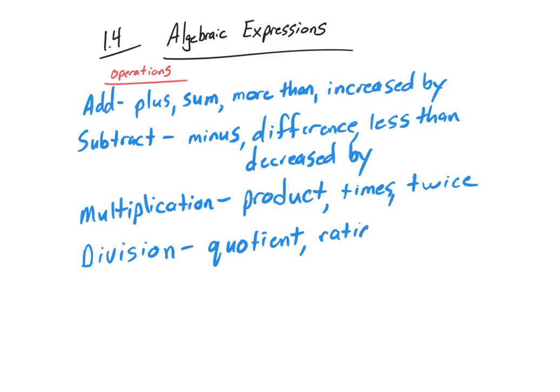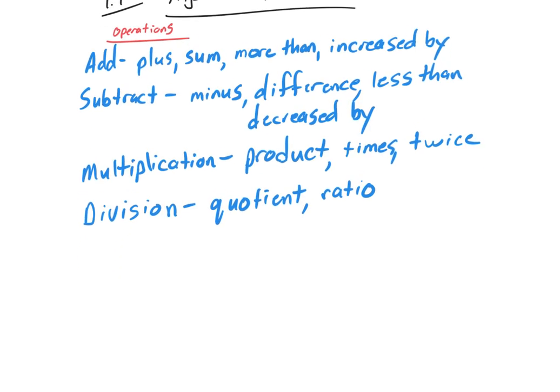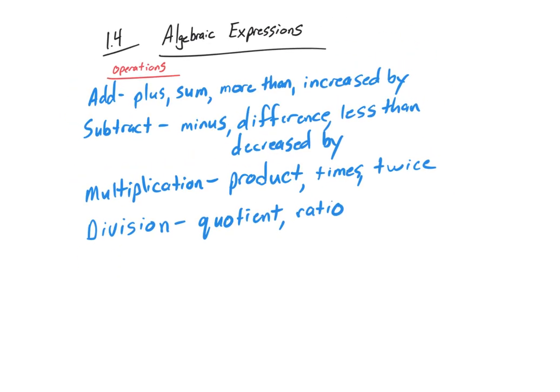Another word that sometimes we see that's associated with division is like a ratio. A ratio of 1 to 2 means I write 1 over 2 and write it as a fraction. So division or a fraction can sometimes be considered the same thing, depending on how we're using that. Okay.